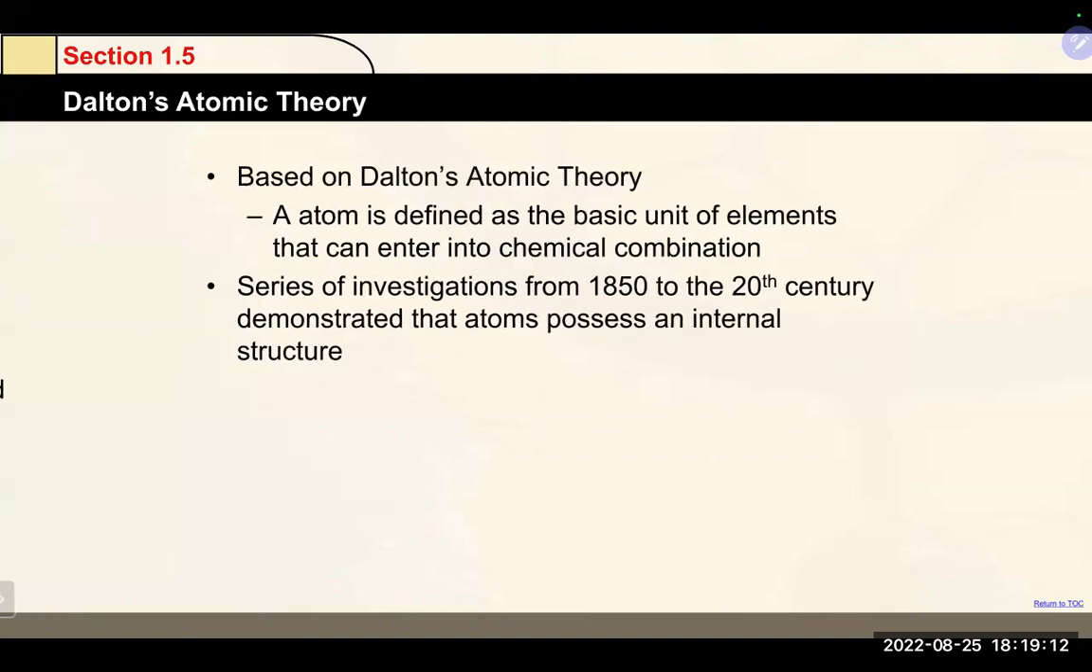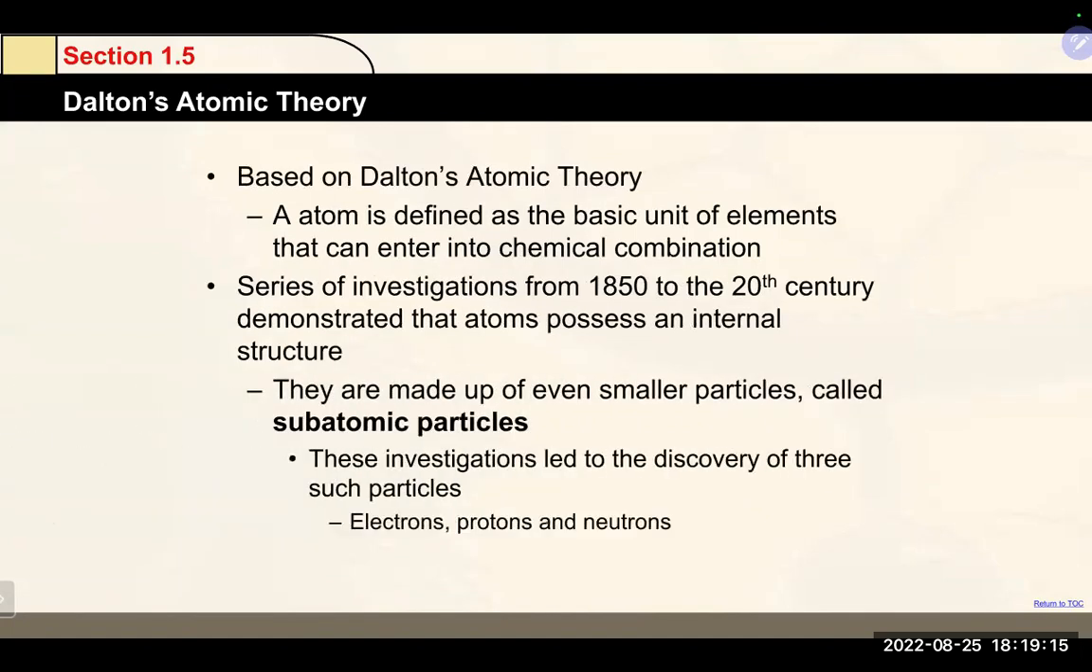So based on Dalton's atomic theory, a couple of things were thought of. The atom was defined as the basic unit of an element that can come into chemical combination. A lot of investigations were done from the 1850s to the 20th century, and they demonstrated that although atoms are extremely small, they do have an internal structure and are made up of what are sometimes referred to as subatomic particles. We have our three favorites here, which are electrons, protons, and neutrons.